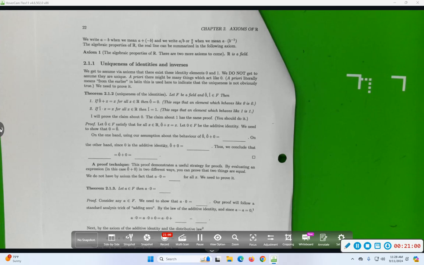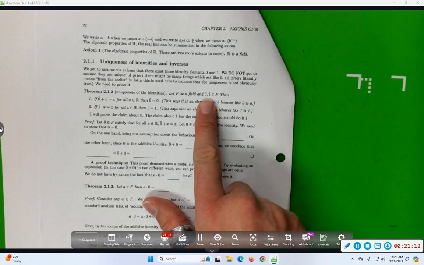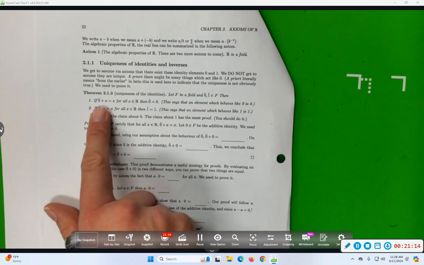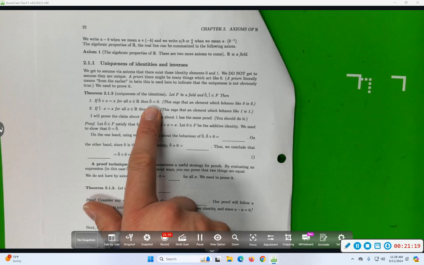If there was some other element that you could add to stuff and it always stays the same, that would be weird. You know that doesn't happen. But it's not in the list of axioms, so we need to prove it. Let F be a field and 0 hat and 1 hat be elements of the field. If 0 hat plus x is equal to x for all x, then 0 hat is actually equal to 0. Fair enough? Same with multiplication.